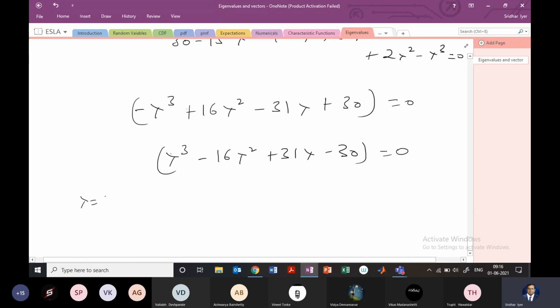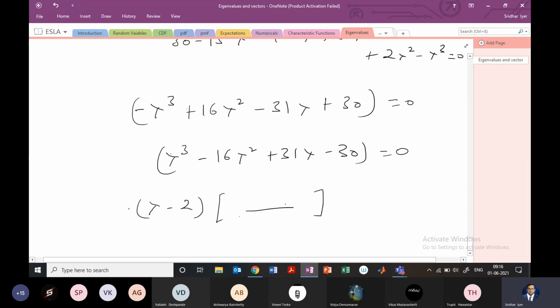So if I put lambda equal to 2, I'll get 8 minus 16 into 4 plus 31 into 2 minus 30. So that gives me 0 there. Okay, so one root is 2. You can use another method also. So you'll get lambda minus 2 and then you can do the other root here.